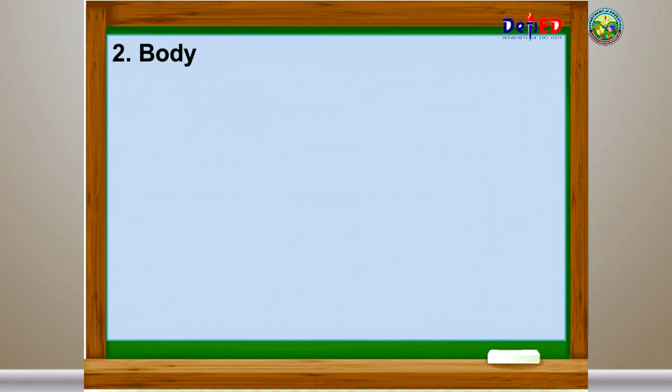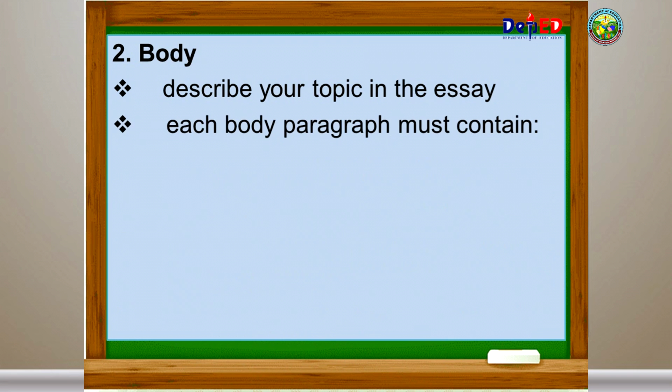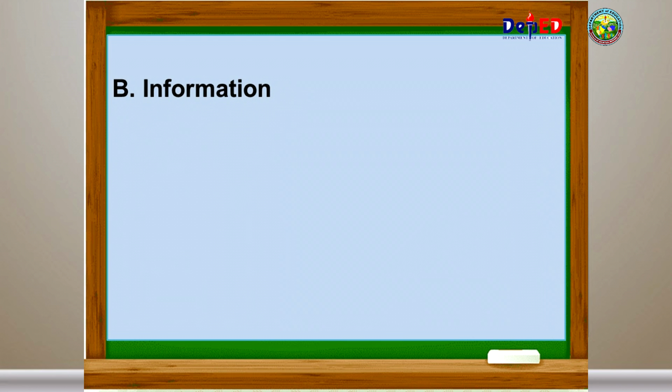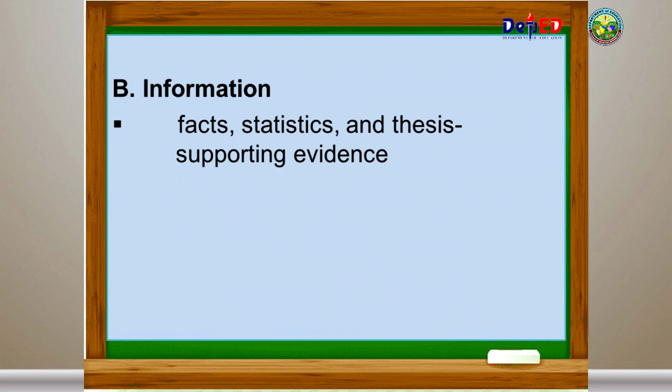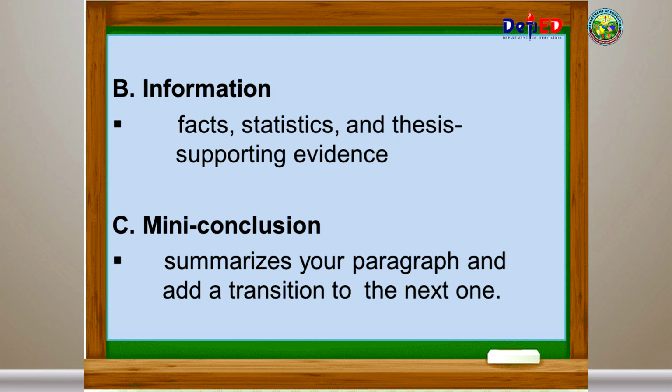The second part of the structure is the body, which describes your topic in the essay, and it must contain the following. First, the topic sentence, which explains the paragraph's main point and connects it to the previous one. Second, the information, which includes facts, statistics, and thesis-supporting evidence. And the third one is a mini conclusion, which summarizes your paragraph and adds a transition to the next one.